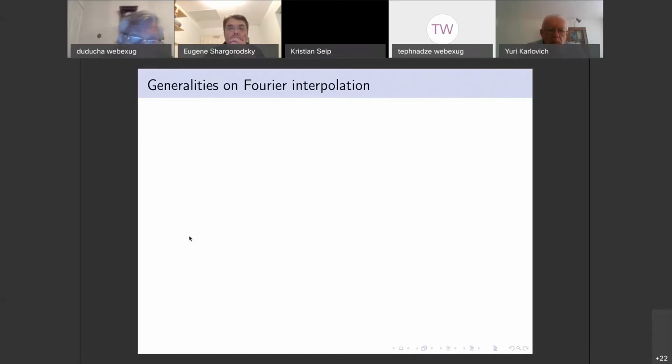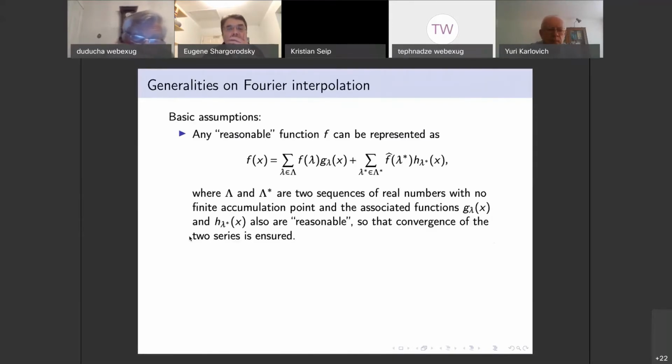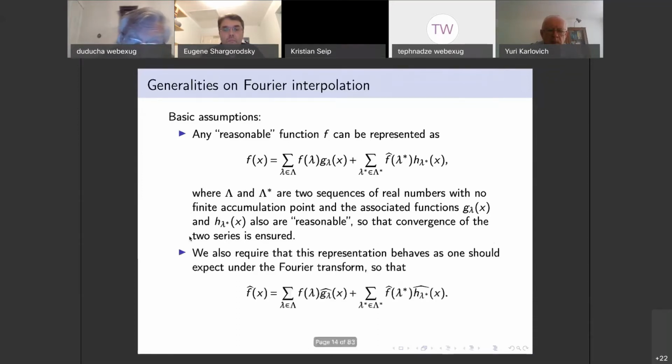Now I would like to say some generalities about this kind of phenomenon. So let's look at this situation. Now, instead of the square root n's of the integers on both sides, we consider the situation where we have two sequences, lambda and lambda star, on each side of the Fourier transform. We assume that there exist nice functions g sub lambda and h sub lambda star, so that we can write functions in a similar way. And we also require that this representation behaves as one should expect under the Fourier transform. So we have a similar formula for the Fourier transform, with the functions in these two series just being replaced by their Fourier transforms.